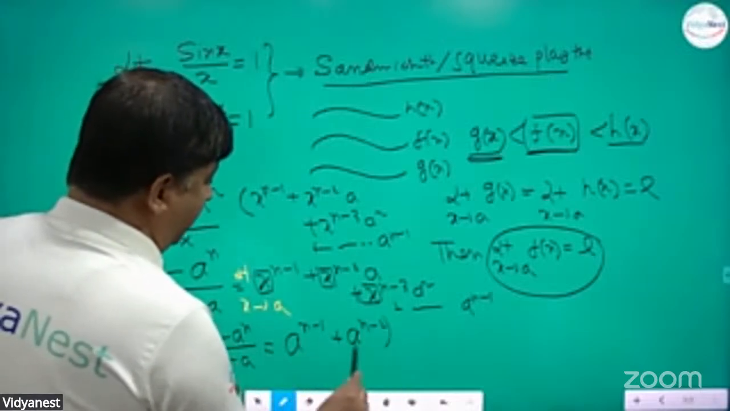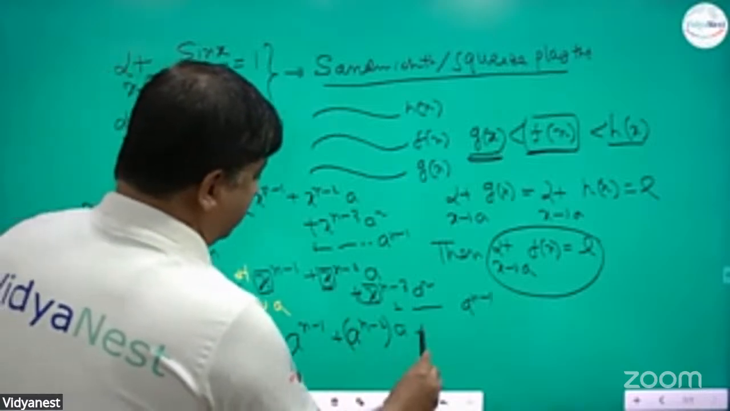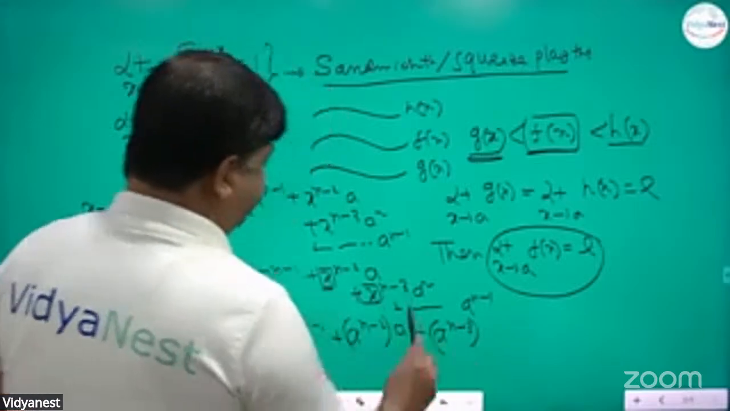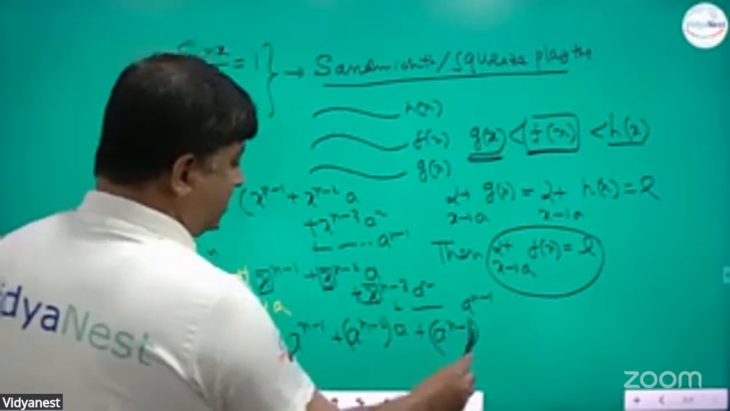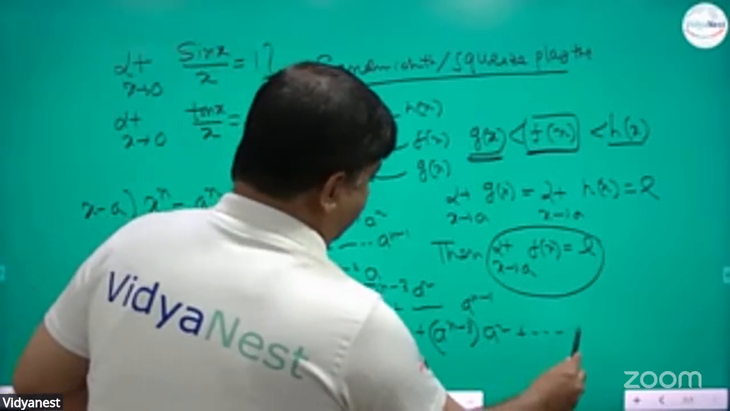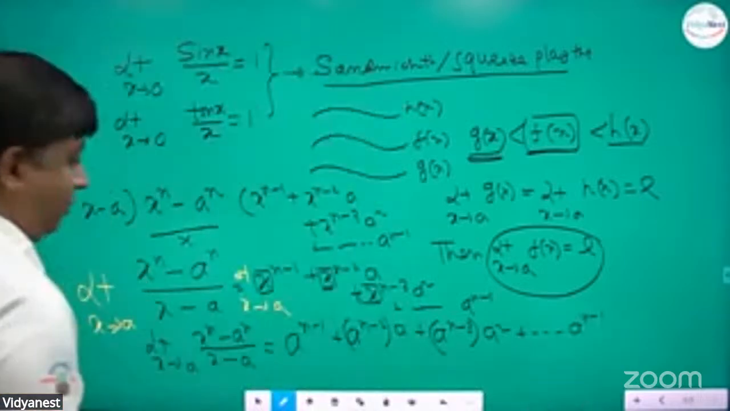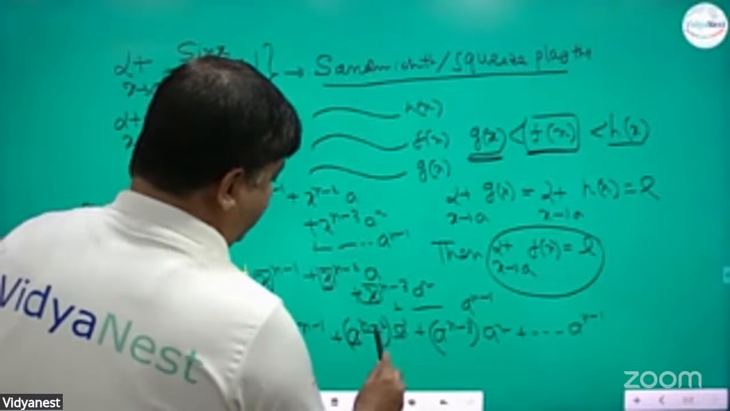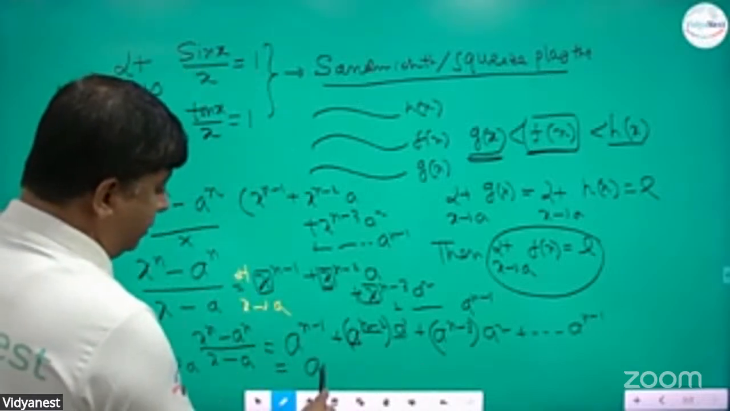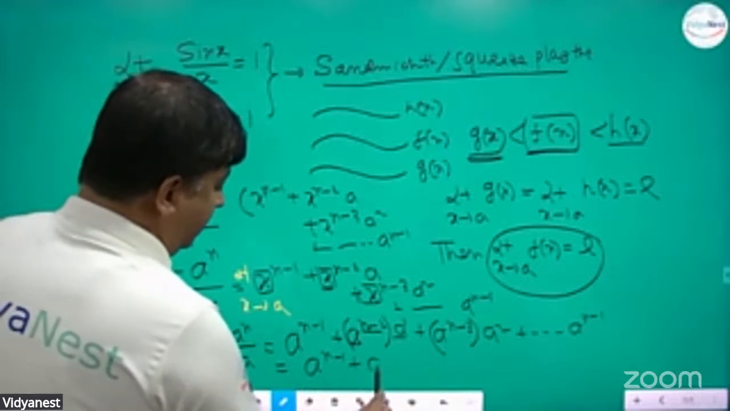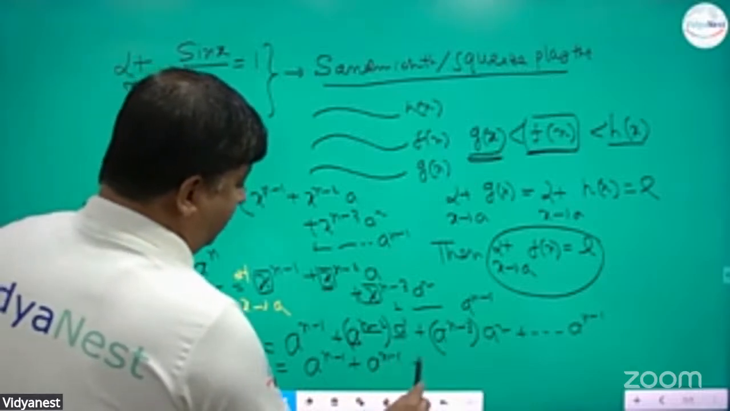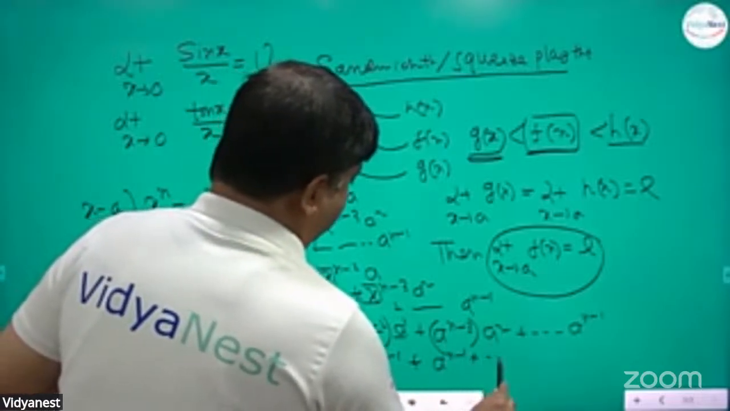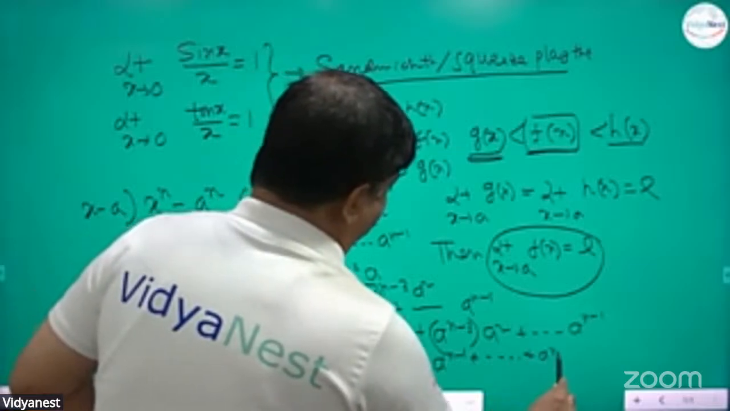So you put a, I have put here a^(n-2) in place of x, a^(n-3) in place of x. In this way, it terminates at a^(n-1). Now, these two are in product. You know the laws of indices. n-2 plus 1, a^(n-1). That also gives you a^(n-1). n-3 plus 2, a^(n-1), a^(n-1).